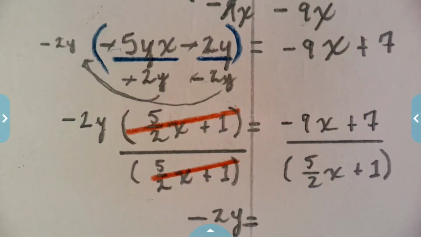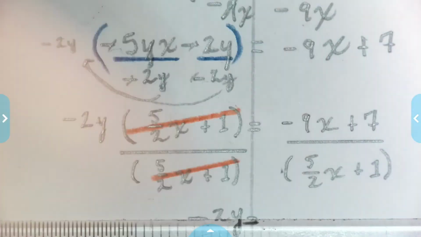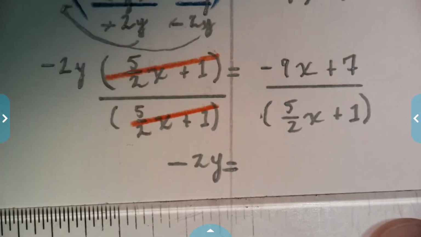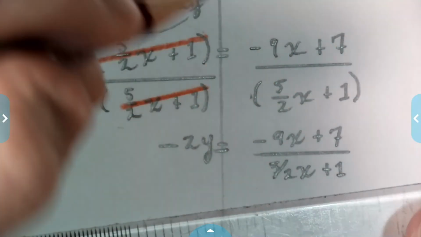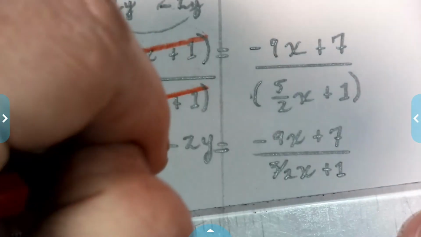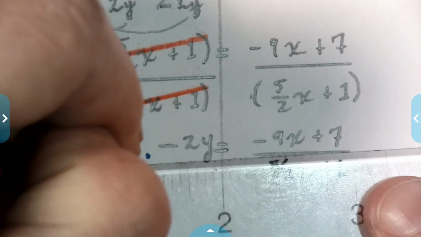Okay, so now I'm going to drop these parentheses over here. All right, negative 9x plus 7 over 5 over 2x plus 1. Okay, it's ugly, right? But it doesn't matter. And so now we're going to play the same game we played before. We're going to multiply by 1 over negative 2.